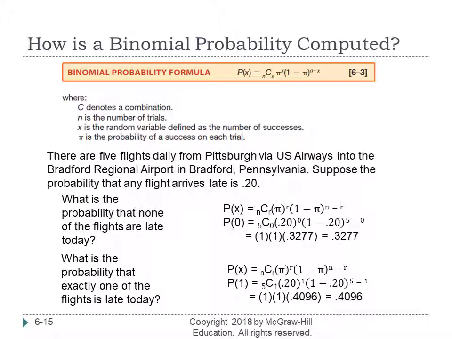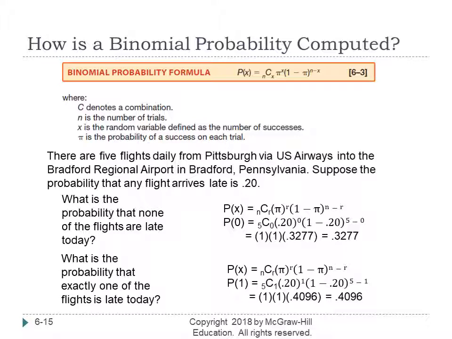You need a calculator for some of those calculations. This is 0.8 raised to the power 5, which is 0.3277. The product will give you 0.3277. Then the probability of no flight arriving late is 0.3277.